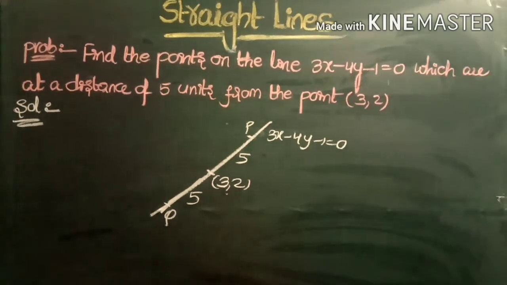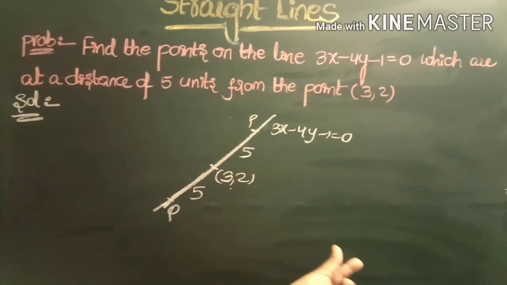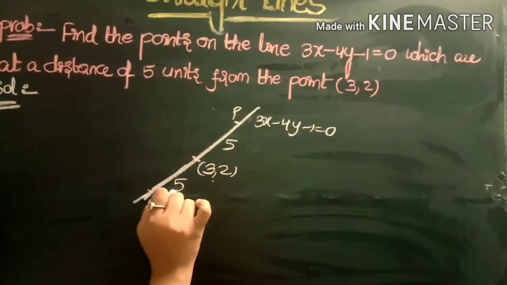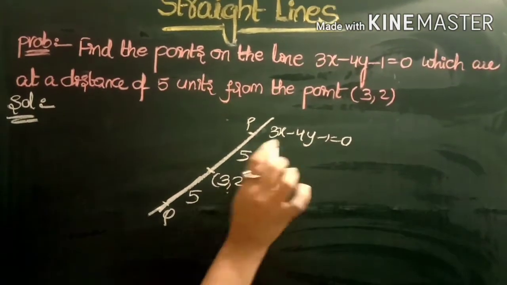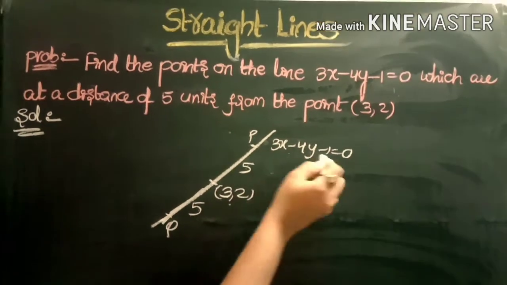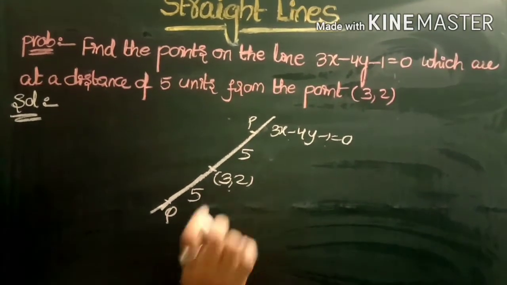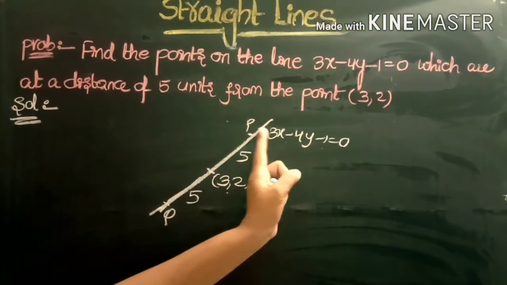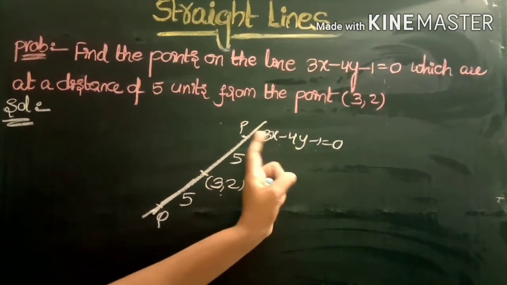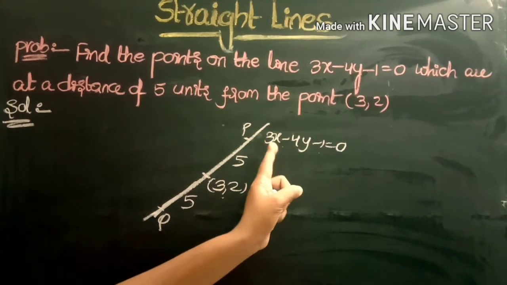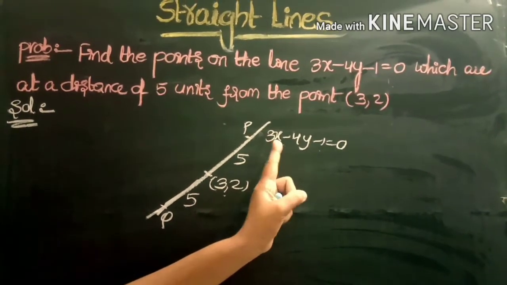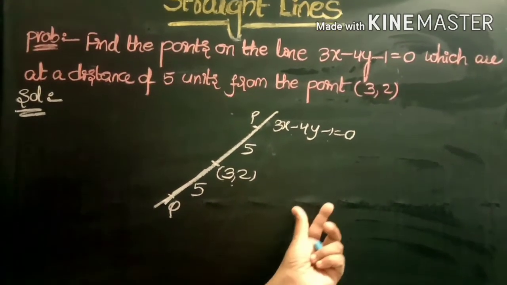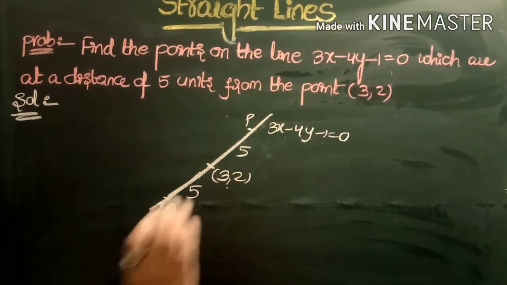So here also we take the same formula, x1 plus or minus r cos theta and y1 plus or minus r sin theta. x1, y1 is equal to (3, 2) and r is equal to 5. Now what is the theta value? Here the theta value is not given, but we have the line equation. From the line equation we take the slope value. What is the slope value? m is equal to minus a by b, that is minus 3 by minus 4, 3 by 4. m is equal to 3 by 4. But what is m? Tan theta. Tan theta is equal to 3 by 4. From that we take the values of sin theta and cos theta directly.